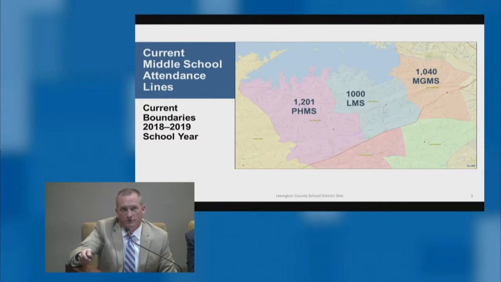And so I'll walk you through the current middle school lines. We have 3 middle schools in the Lexington area. So we've got Meta Glen, Lexington Middle, and Pleasant Hill Middle School. Of course, you'll recall that Beechwood Middle is opening up in this area up here. Roughly, 3,240 students across that group of schools.